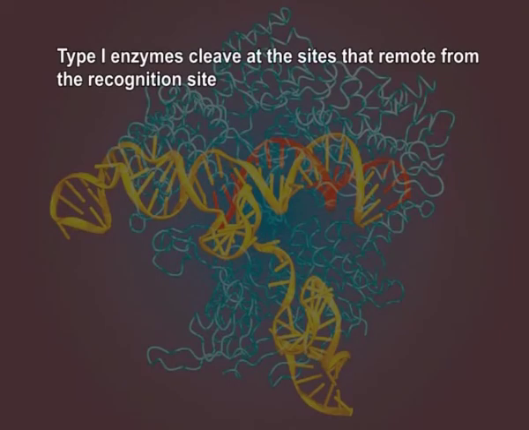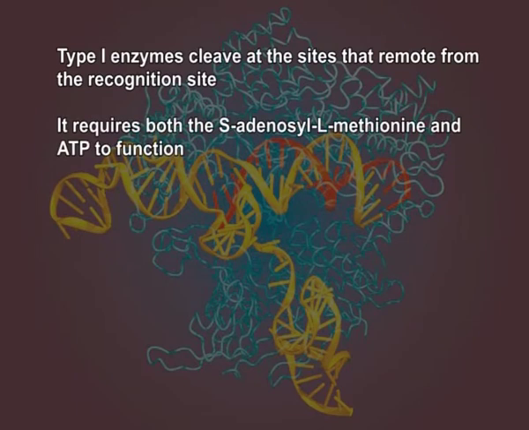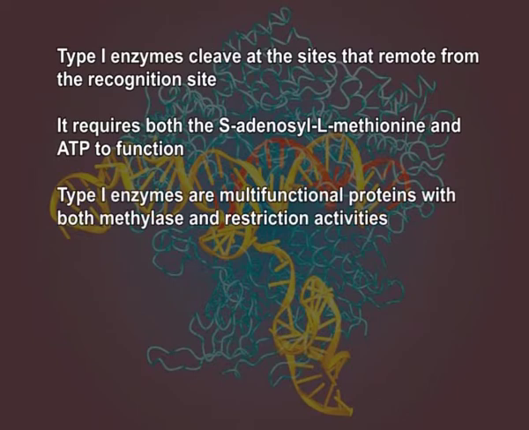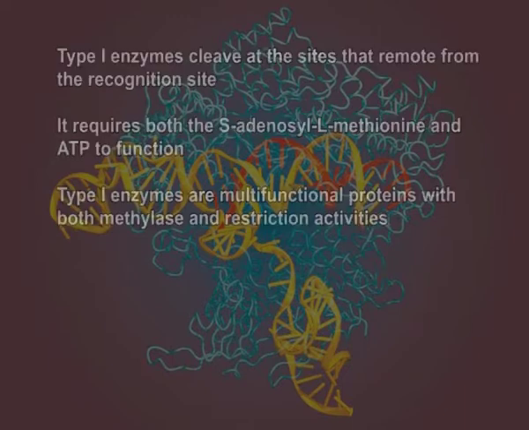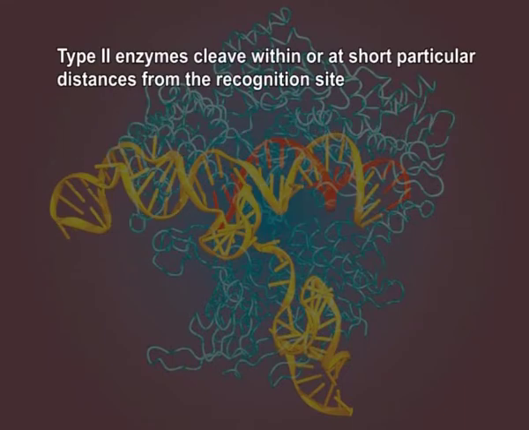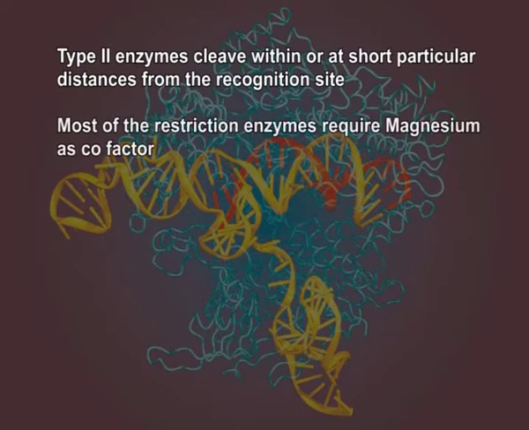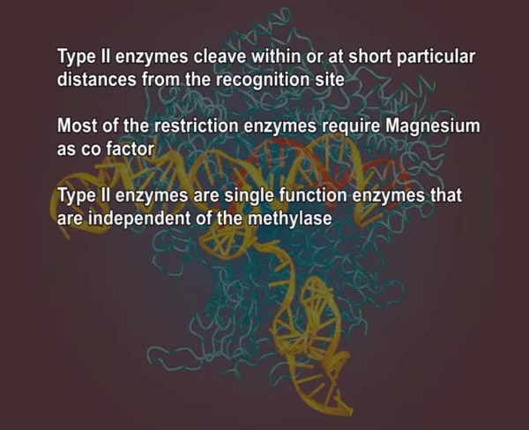Type 1 enzymes cleave at sites that are remote from the recognition site. It requires both S-adenosyl L-methionine and ATP to function. Type 1 enzymes are multifunctional proteins with both methylase and restriction activities. Type 2 enzymes cleave within or at short particular distances from the recognition site. Most of the restriction enzymes require magnesium as a cofactor. Type 2 enzymes are single function enzymes that are independent of the methylase.